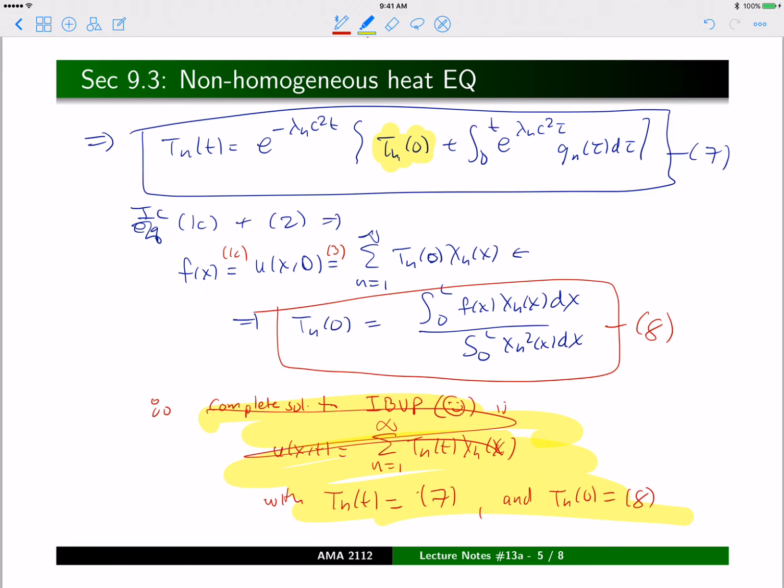Okay, so in the next video we're going to do a specific example of applying the method of eigenfunction expansion to solving a non-homogeneous PDE.